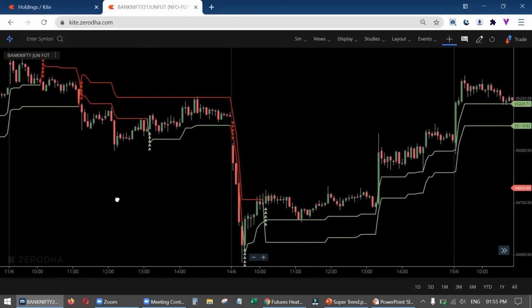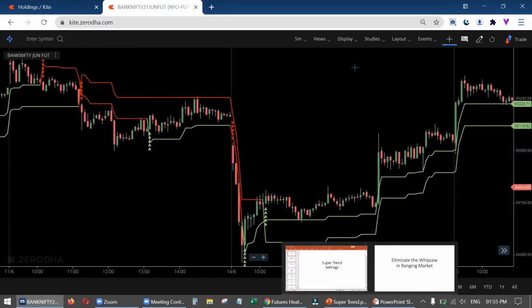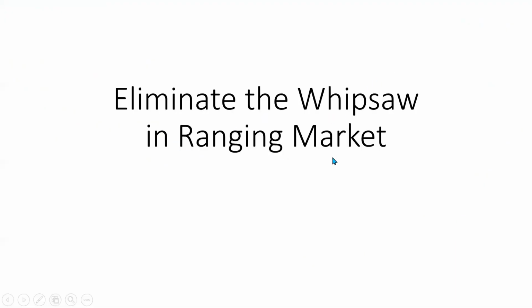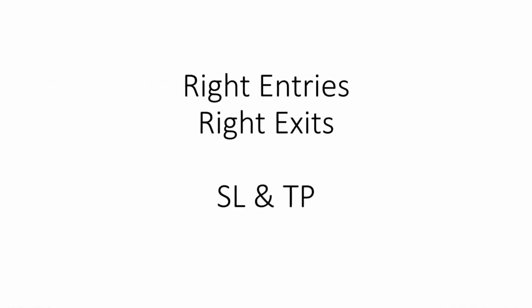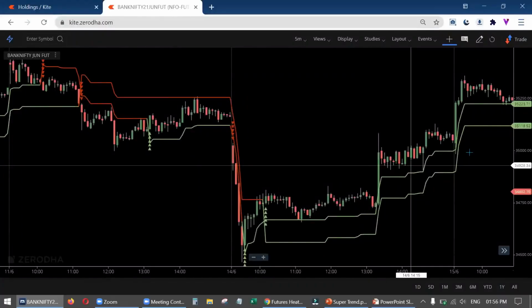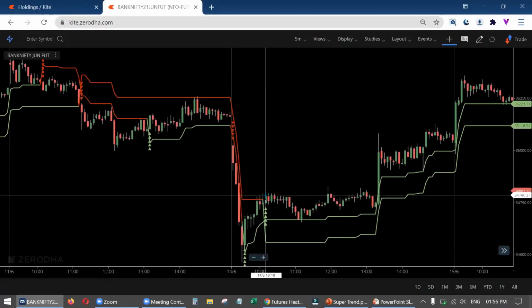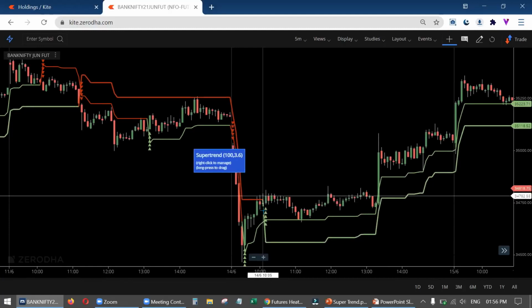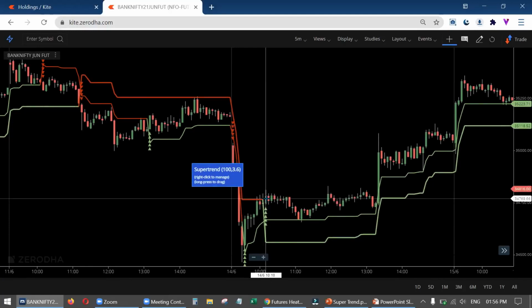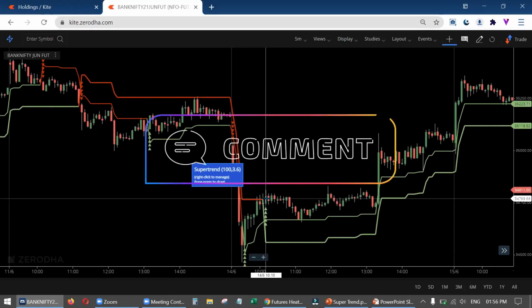The super trend ensures that you are riding the whole trend, but when it comes to the whipsaws, it will eliminate all the whipsaws in the ranging market. That's the beauty of these two super trend lines. So where is the right entry, where is the right exit, what should be the stop loss and take profit? Let me just show you that. So this would be your entry point. When you see both lines turning green, that is when you are going to enter.